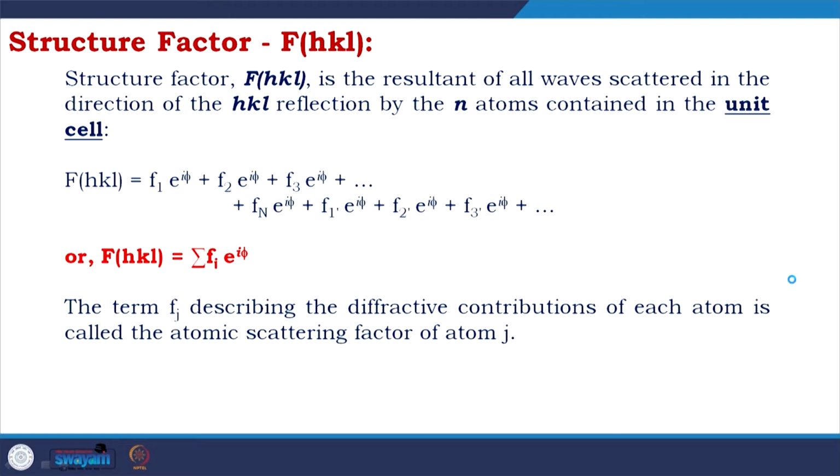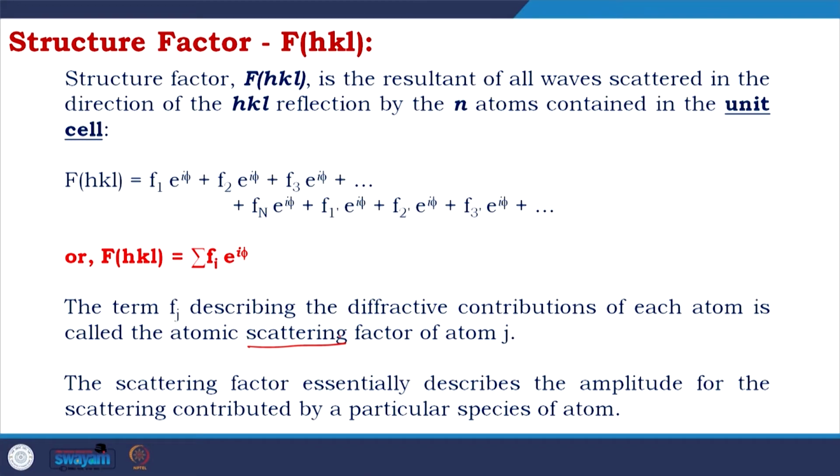The term Fj, describing the diffractive contribution of each atom, is called the atomic scattering factor. Instead of atomic structure factor, it is called atomic scattering factor, because it comes in a proportional way to how an atom would scatter when the incoming ray is coming. The scattering factor essentially describes the amplitude for the scattering contributed by a particular species of atom.